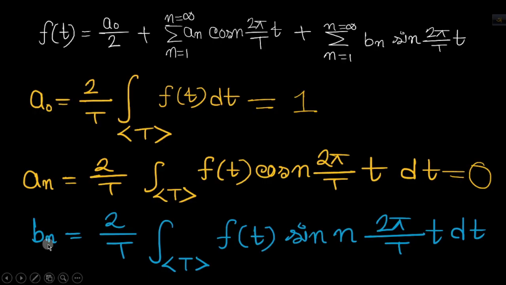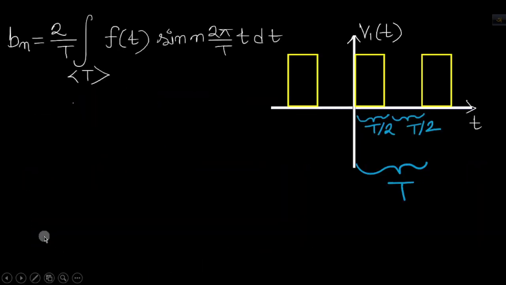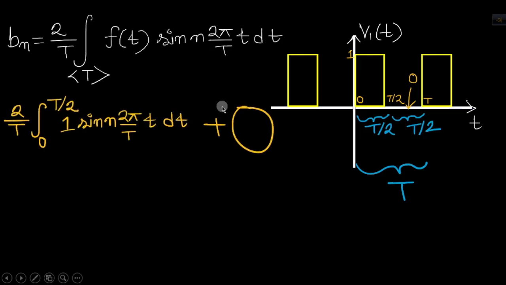So now we have to find the value of b_n. So let's start. Let me write the equation here, and again I have two regions: from 0 to T by 2 the signal's value is 1, and from T by 2 to T the signal's value is 0, right? So I have to do the integration over the two regions, and again like previous, the second term will ultimately be equal to 0. So we have to take the integration of the first term.